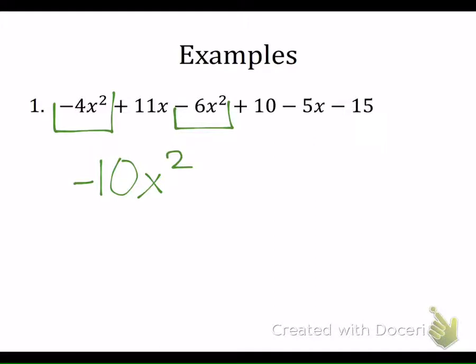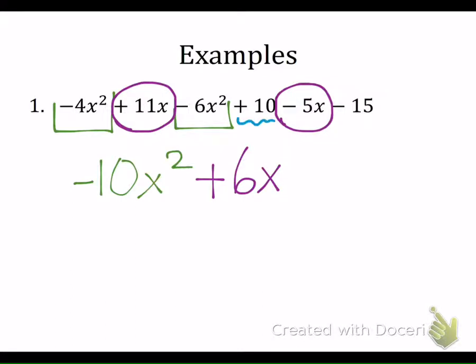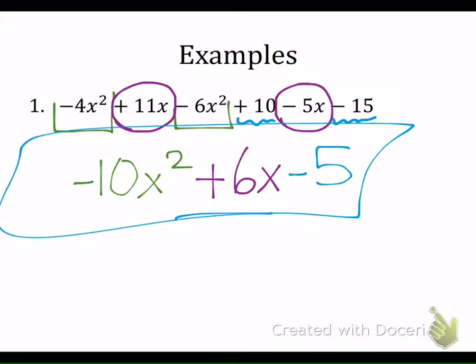All right, what do you think is going to come next? We have 11x and negative 5x. So what's 11x minus 5x? Positive 6x. So I'll have a plus 6x. And then finally I have my constants. So positive 10 and negative 15 or minus 15. Negative 5. Good. Box it in. That's it. Any questions on like terms so far?